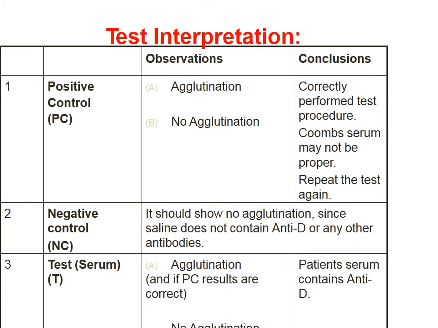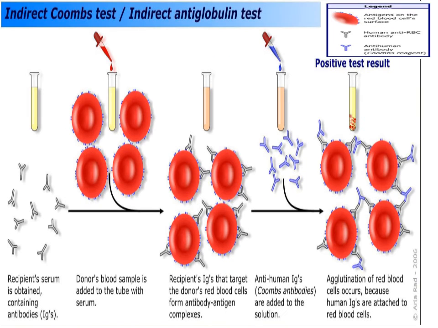If the test procedure was correctly performed, the Coombs serum may not be proper. Repeat the test again. Negative control should show no agglutination since saline does not contain anti-D or any other antibodies. So this is how indirect Coombs test works.